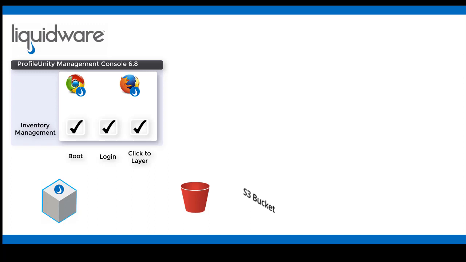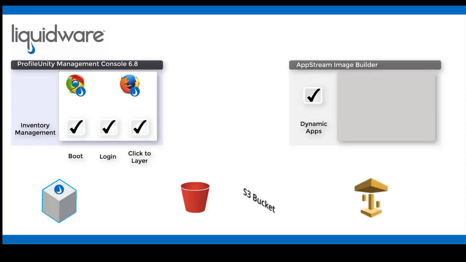FlexApp layers integrate with the AppStream platform through a new feature called Dynamic Apps. Once enabled, the Dynamic Apps feature allows for individual FlexApp layers to be attached to the corresponding AppStream Image Builder instances, after which the FlexApp layers are available for publish to the individual AppStream users alongside any traditional natively installed applications.